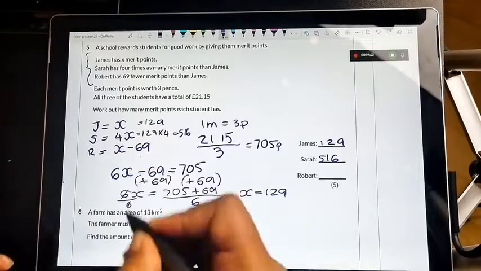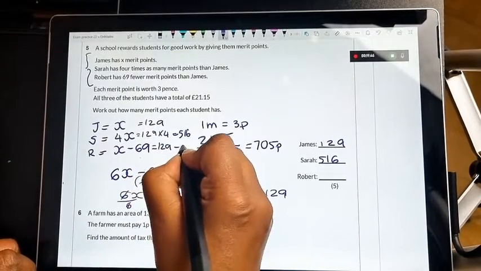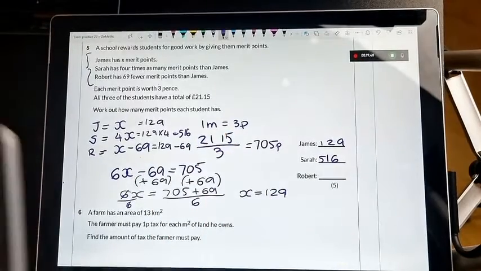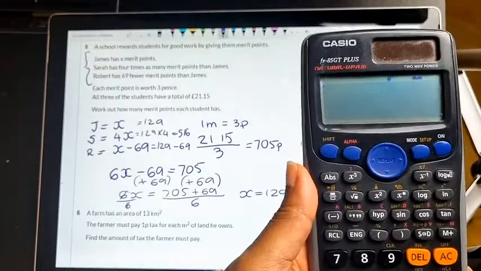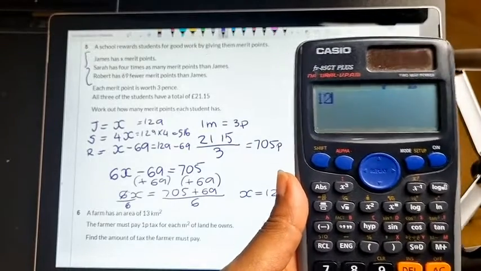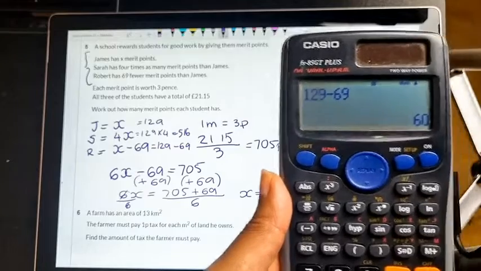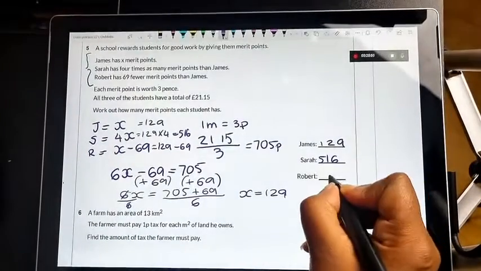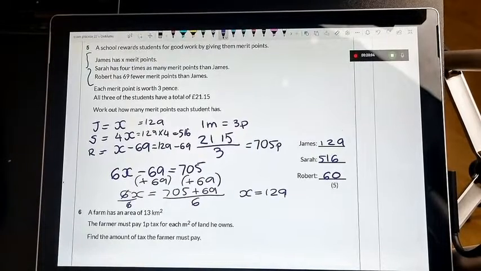And the next one will be equal to 129 minus 69. I know some of you are saying, I know this by heart, but I still want you to write it down and type it on the calculator. 129 minus 69, and you get the answer of 60. So this is the end of your calculation. 5 marks, 5 minutes. Okay?